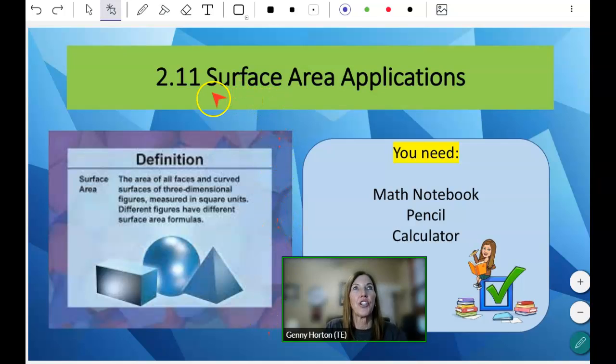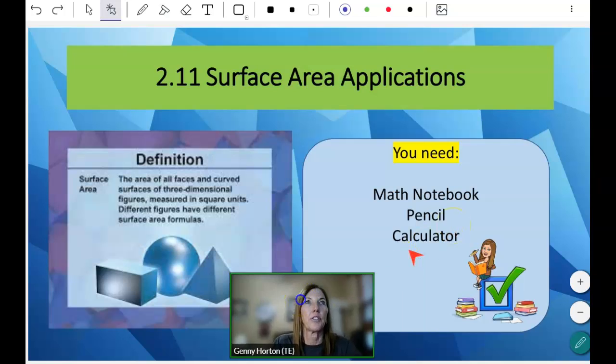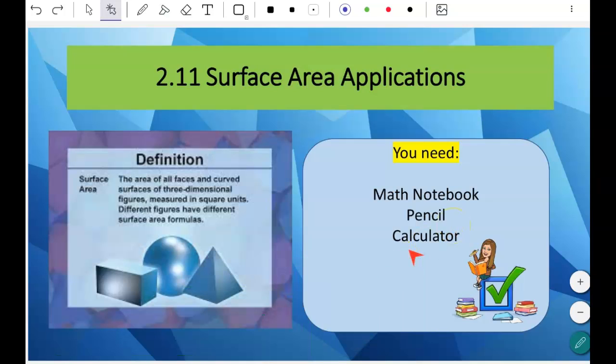Let's go ahead and get started. So today's lesson is 2.11 surface area applications. You definitely need your math notebook, your pencil, and a calculator. So let's go ahead and get started with the lesson.